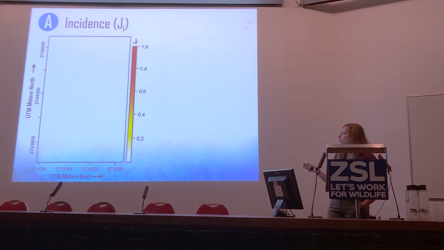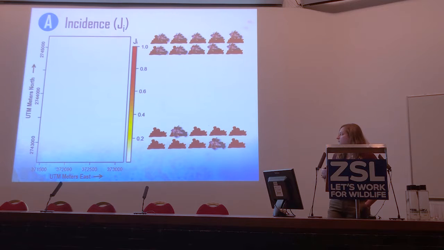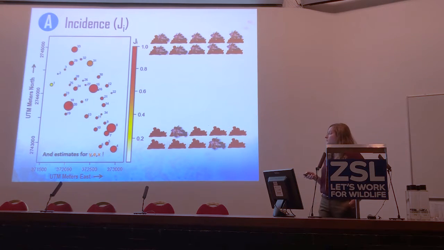And then they will be shaded by these colors for incidence, where an incidence of 1 indicates that if you looked at that patch 10 times, it would be occupied every time. And lower incidence means that it would be occupied less of the times that you went to visit it. So here are the outcomes for that initial fitting. And you can already see a lot of heterogeneity across these patches that start to give us some preliminary information about where to target our management.